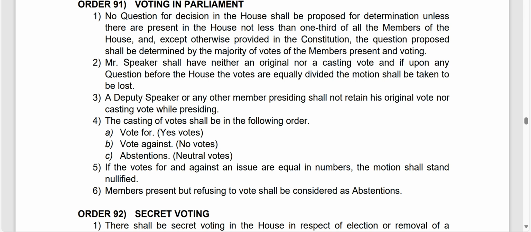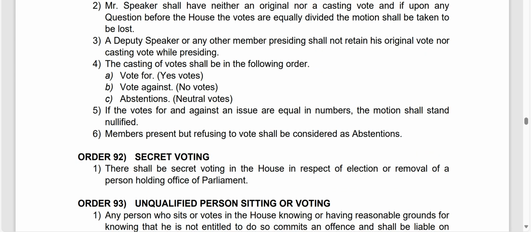The Speaker, as you know, does not have an original vote or a casting vote. What is the difference? An original vote is held by members of Parliament. Every member of Parliament has an original vote. A casting vote is a vote cast when there is a tie. Mr. Speaker has neither. So where the votes cast are equal, the motion is lost. A deputy speaker does not have an original vote when presiding. And for our standing orders, when he is presiding, he doesn't have a casting vote as well. That is what our standing order says. Yes, so take note of that.